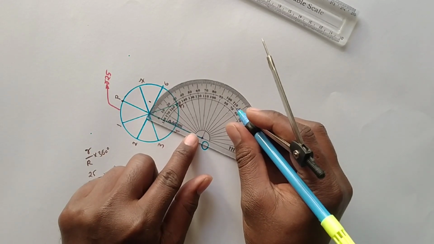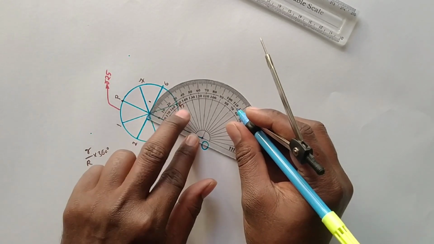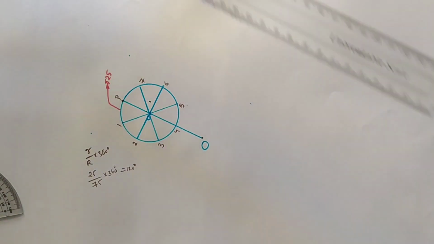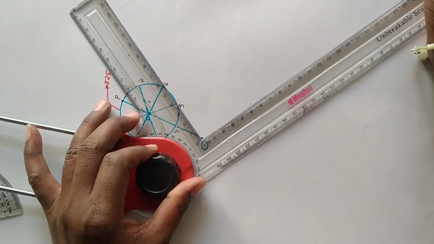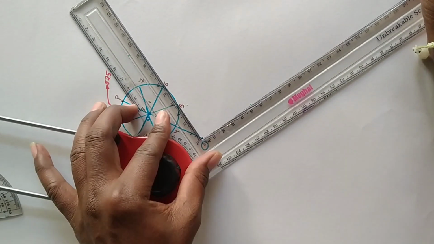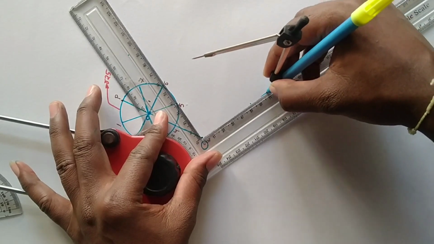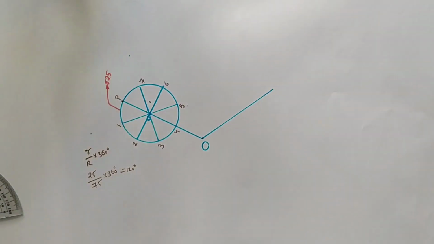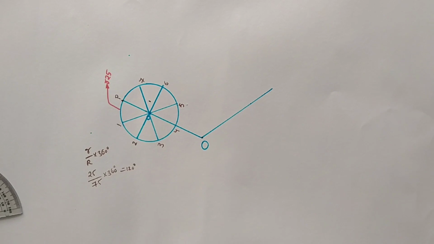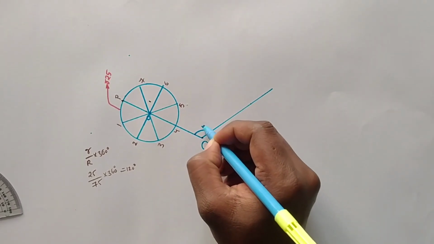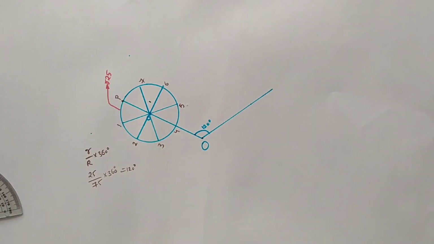With the center of the directing circle, measure 120 degrees. Draw a line equal to 75 mm, that means the radius of the directing circle. The internal angle between these two lines is 120 degrees.